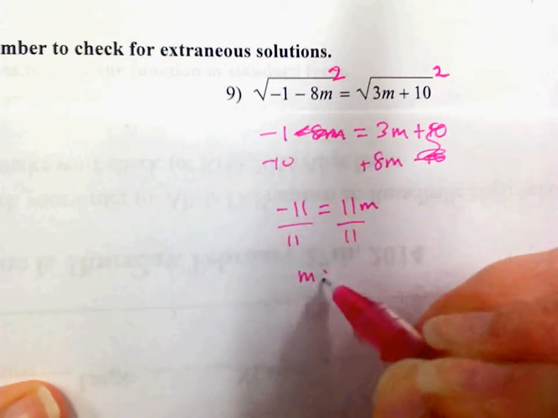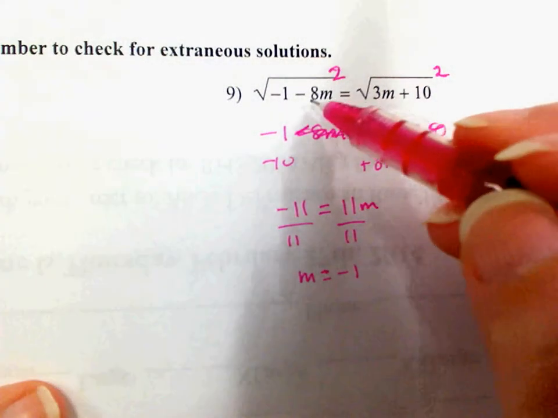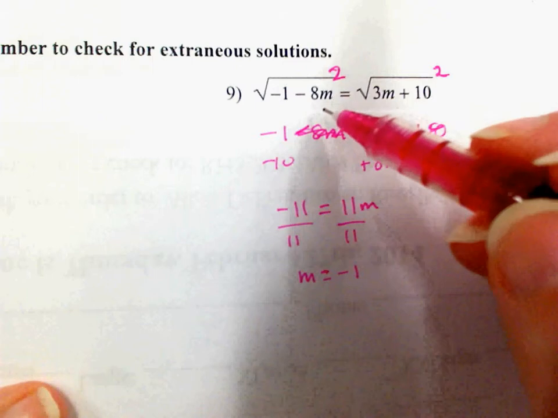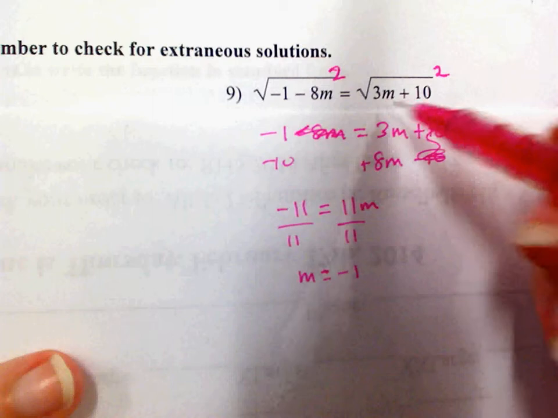If m equals negative 1, when I plug it back in here, I've got a negative 8 times a negative 1, which is a positive 8, making this a positive underneath the square root. A negative 3 plus 10 is a positive, so we're good. They're both square roots of 7, so it works.